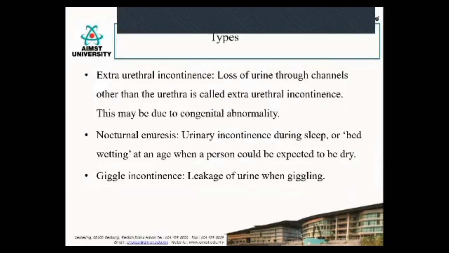Okay, so we have many types of incontinence. The first is extraurethral incontinence.